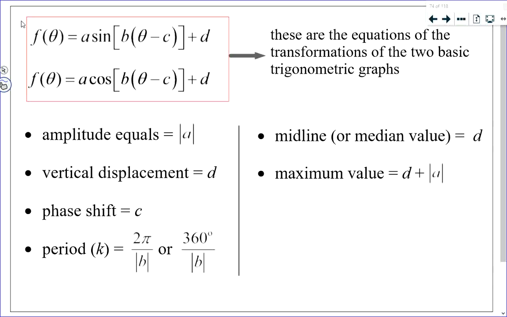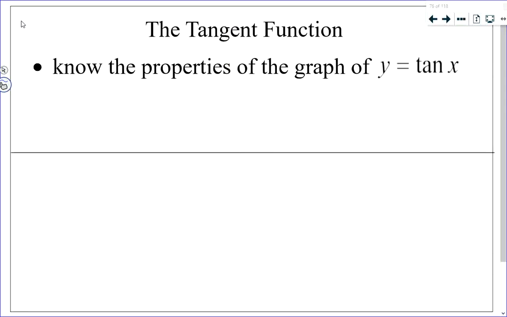The maximum value of the function will be wherever that vertical displacement or midline is, plus the amplitude. The minimum will be whatever that median value of y is, the midline or the vertical displacement, minus the amplitude.